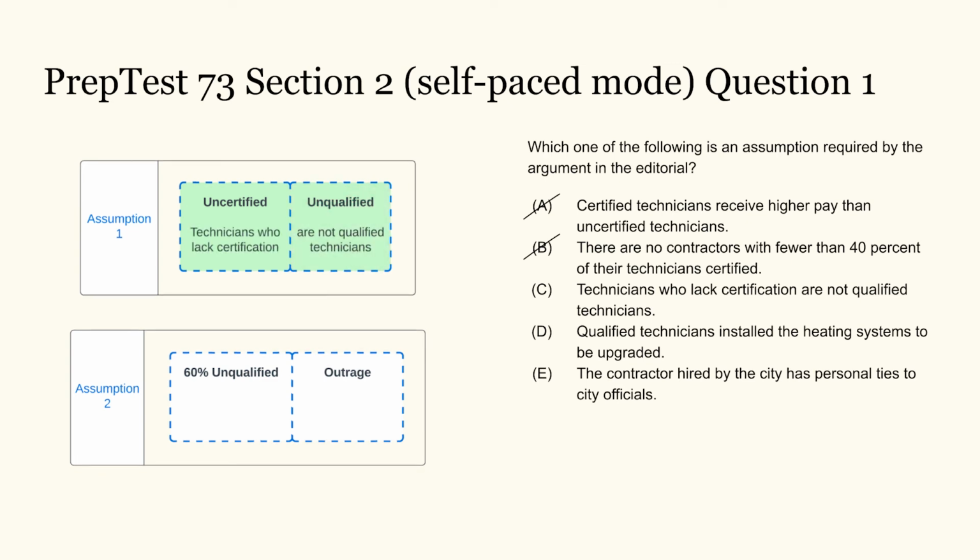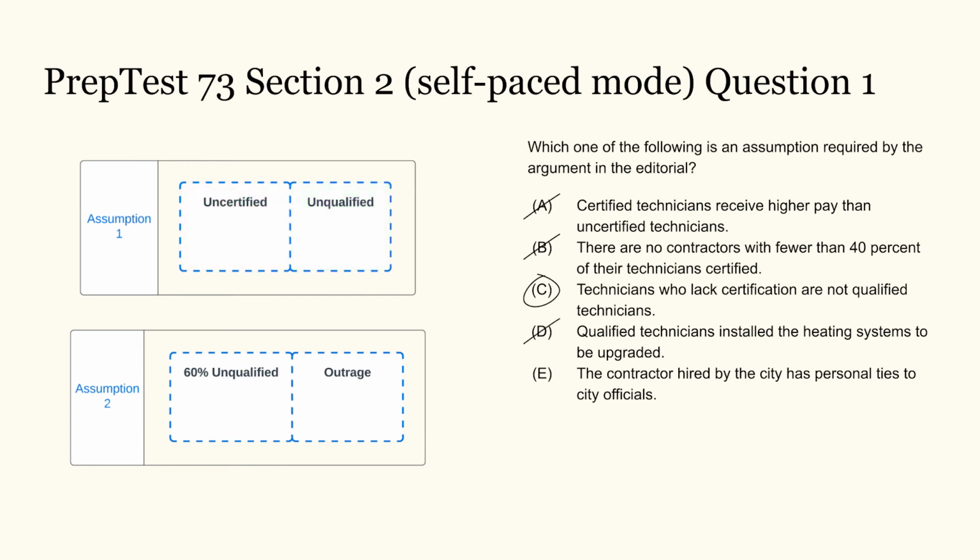Answer C matches the first assumption perfectly. Therefore, answer C is correct. Answer D, which mentions qualified technicians, could be paraphrased from the perspective of unqualified technicians. But answer D is wrong because it doesn't relate the technician's qualification to their certification.